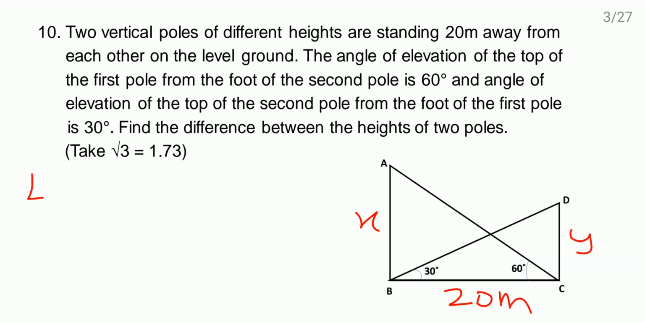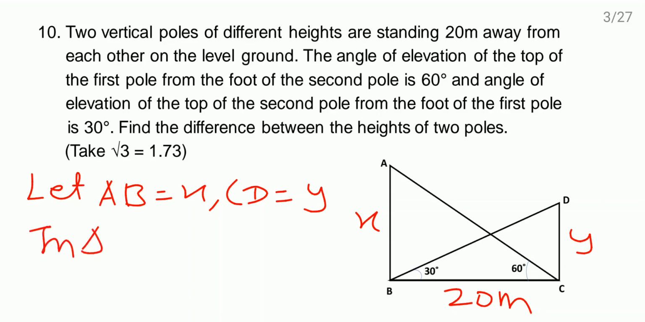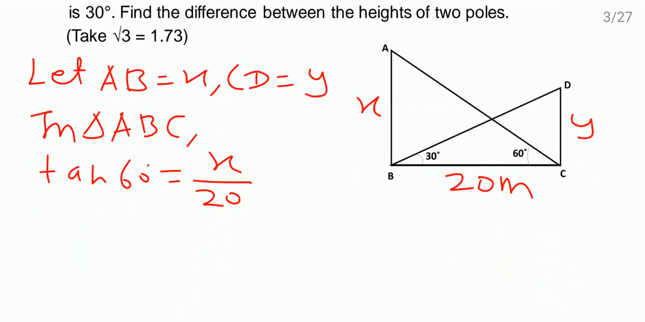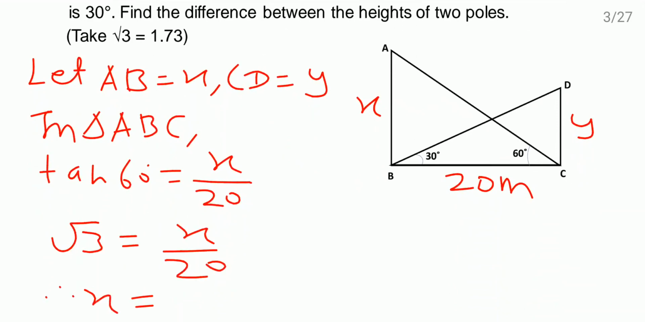So let us write it down here. Let AB which is equal to X and CD which is equal to Y. And distance between two poles is 20 meter, which is given here. I will consider triangle ABC. So here in triangle ABC, tan 60 degree, which is equal to opposite side divided by the adjacent side. See here, tan 60 is root 3, which is equal to X by 20. Therefore, X is equal to 20 root 3 meter. Okay, so this I will name it as 1.